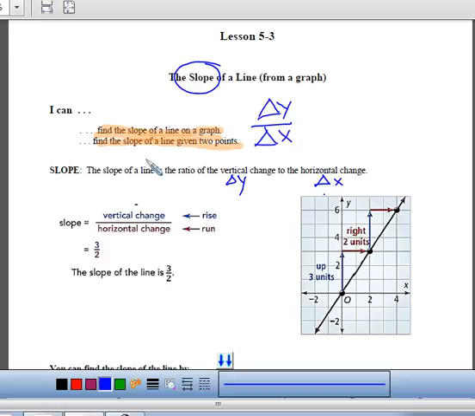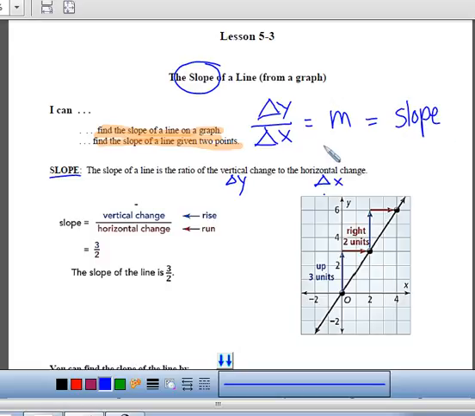Now this definition that I just read is kind of a fancy way to say it, using math words like the ratio, vertical change, horizontal change. We've talked about this over and over in math, so this should not be new to you. Remember, in the equation, it's represented by m. M is not a variable, it's like a placeholder. Remember, it's the number in front of the x value.